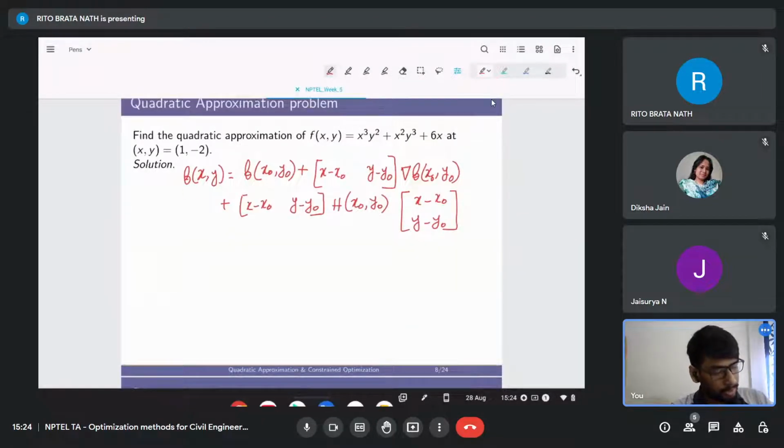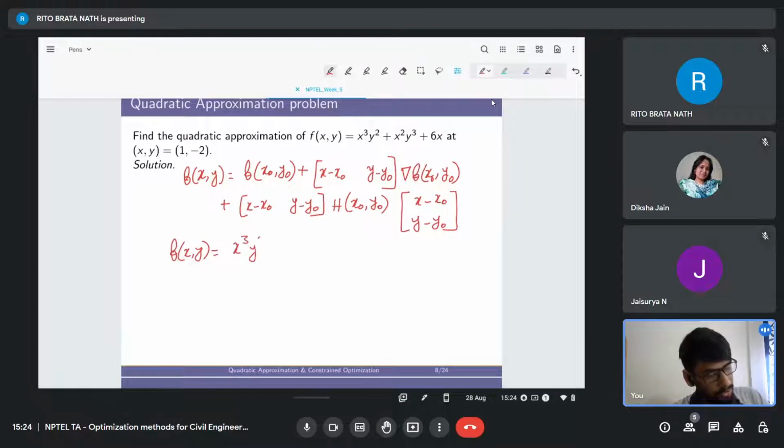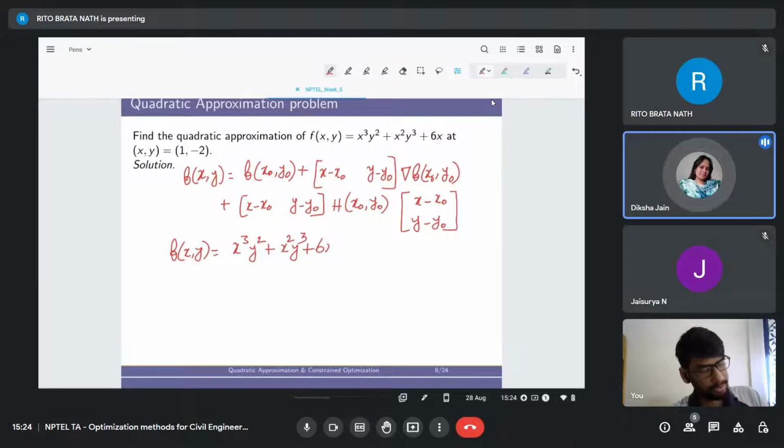So now my function f(x, y) is x cubed plus y squared plus x squared plus y cubed plus 6x.